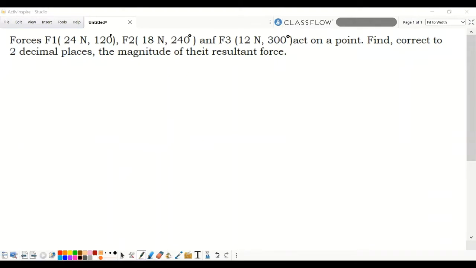This is the solution of question number 7 of WASSCE 2020 Elective Math, paper 2. It says that there are 3 forces, F1, F2, and F3. They have given their bearings as well as magnitude. So if we draw them, 24 Newtons is at a 120-degree bearing. So this is north, and 120 will be somewhere here, and that is F1, which is 24 Newtons.